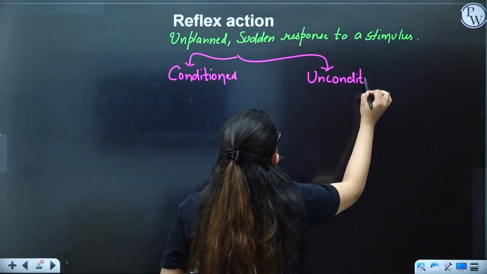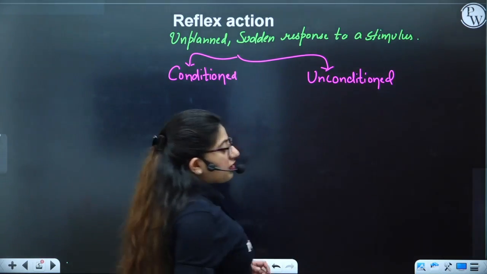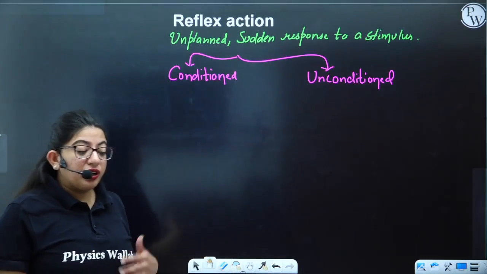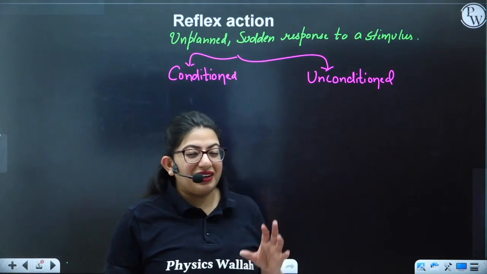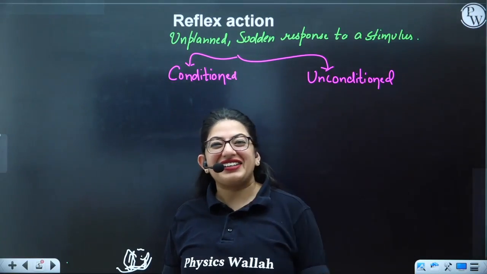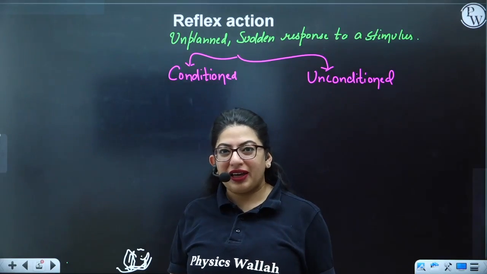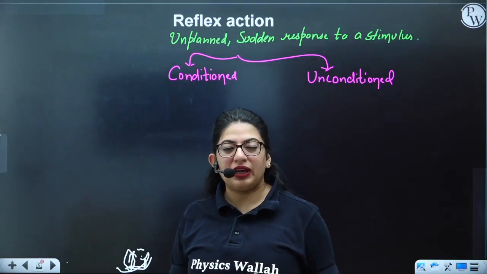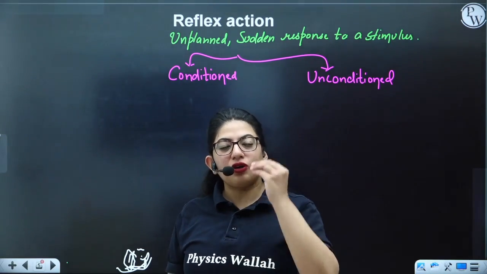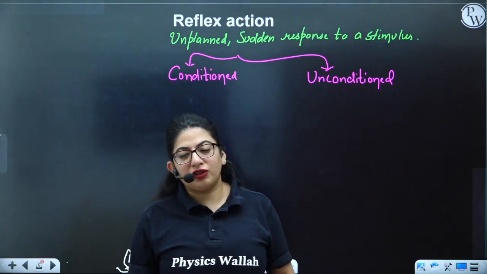What's the difference? So conditioned reflex action is a type of reflex action that you learn throughout your life. For example, you are listening to me, and some of you must be listening to me, learning as well as writing. So you are doing all these things simultaneously, right? This is the kind of reflex action that you learn in your life.